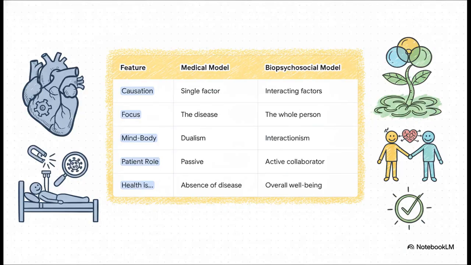Okay, listen up, because this slide right here, this is basically your entire exam answer, all in one table. This is the critical evaluation. The medical model is looking for one single cause, BPS sees a whole web of interacting factors. The focus shifts from just the disease to the entire person. That old mind-body separation is replaced by connection. The patient goes from being passive to being an active partner, and the goal itself changes. It's no longer just about not being sick, it's about achieving genuine overall well-being.